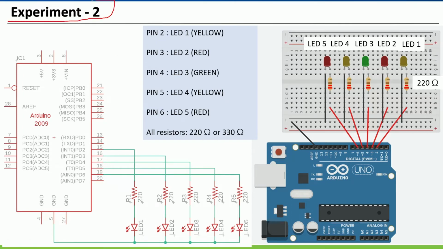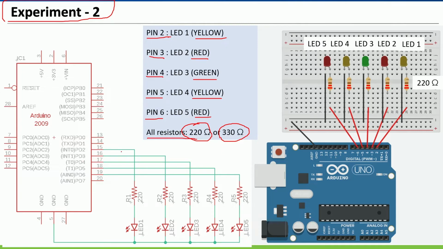So we begin experiment 2. In this experiment 2, we will use 5 LEDs and connect them to pins 2, 3, 4, 5, and 6. We need 5 pins, and we require 5 LEDs, maybe yellow, red, green, yellow, and red again, and all resistors using 220 ohm. Or if you have 330 ohm, you can use it.